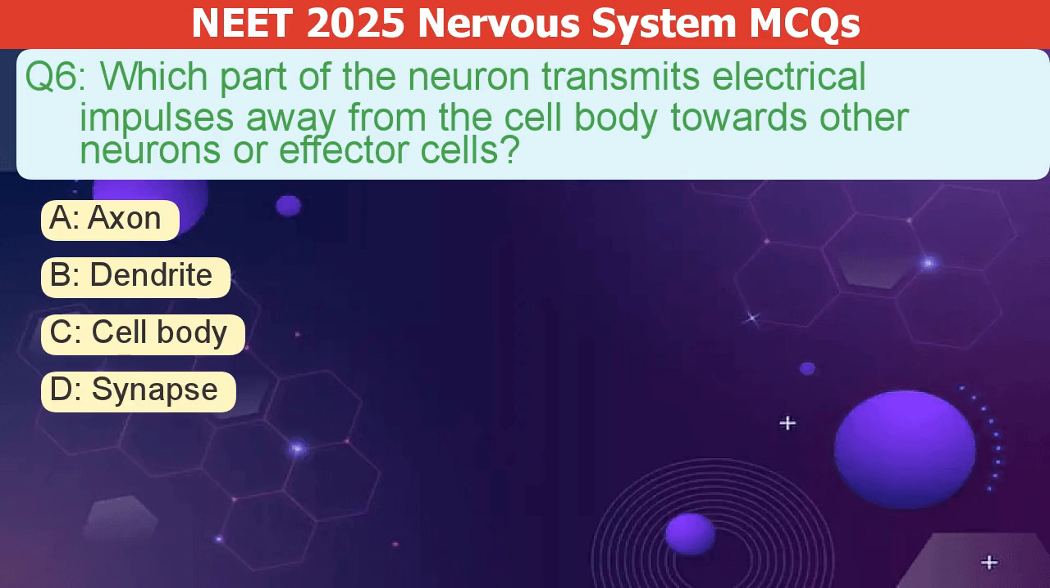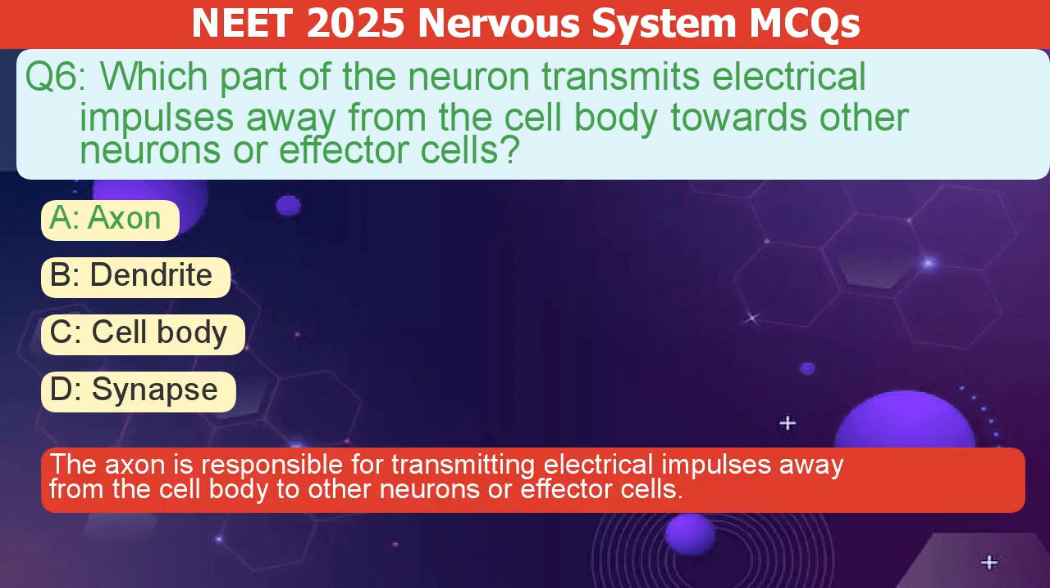Which part of the neuron transmits electrical impulses away from the cell body towards other neurons or effector cells? A. Axon. B. Dendrite. C. Cell body. D. Synapse. The correct answer is A. The axon transmits electrical impulses away from the cell body to other neurons or effector cells.